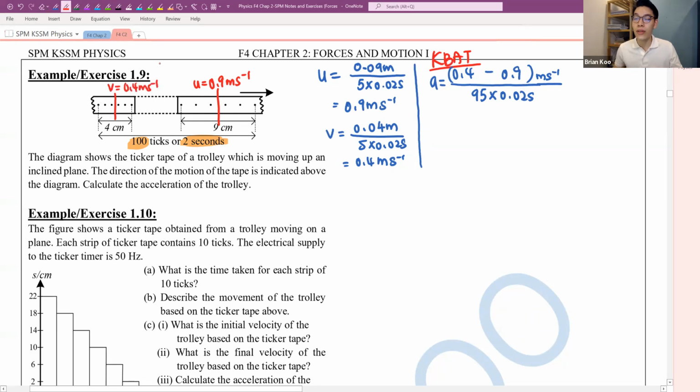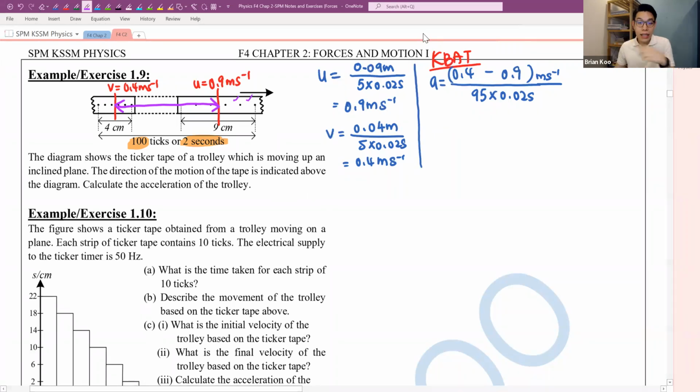Your acceleration is always counted from the U up to the V. The time is from U up to V, right? That's why I cannot take 100 ticks. I cannot take 2 seconds. I cannot take the full one. We always have to minus something off. In this case, we are minusing 2.5 in front and 2.5 behind, which is 5 in total.